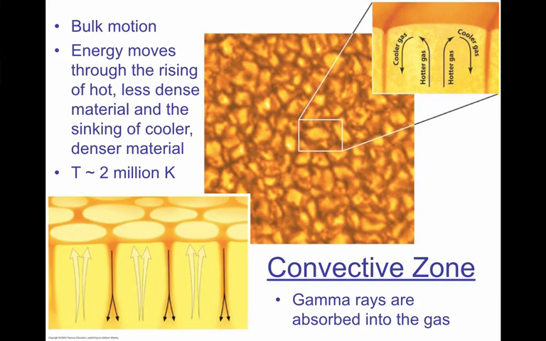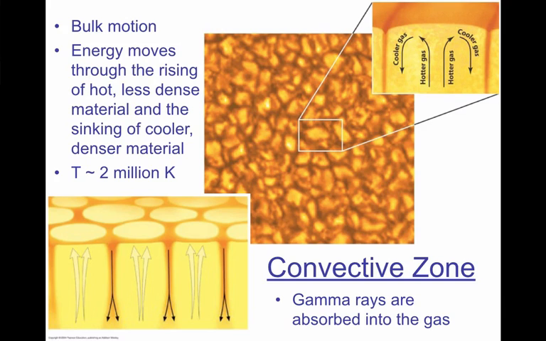Once they get to the end of that radiative zone and hit the convective zone, those gamma rays are absorbed into the gas that's out there. They're going to heat that gas up, right? The gamma rays themselves, their energy is taken in by this gas. Now the gas is going to move through what we call bulk motion. This bulk motion means that we're going to have material rising up and falling in a convective pattern. Convection happens when hot, less dense material rises up and cooler, denser material sinks back down. It's a continual cycle of hot, less dense rising, cool, more dense sinking.